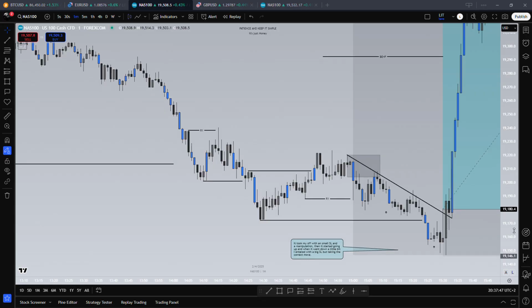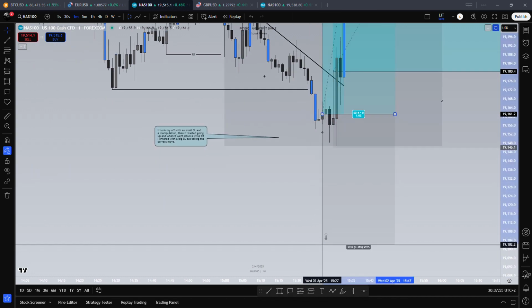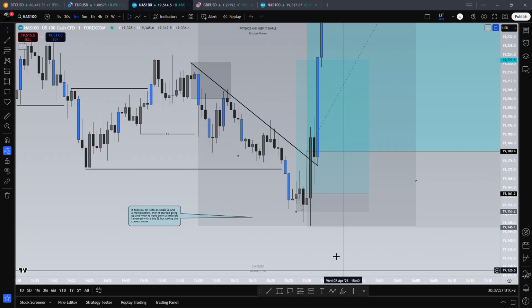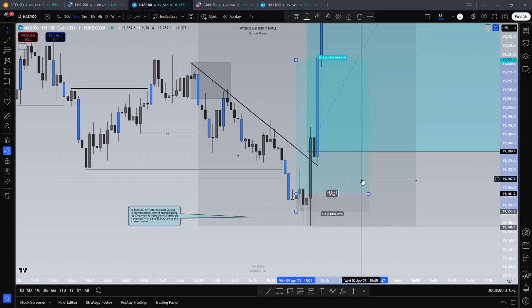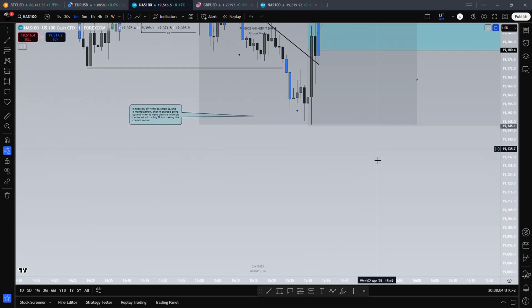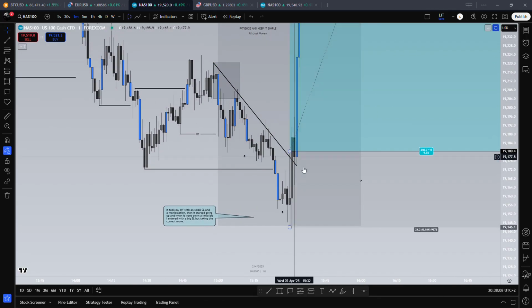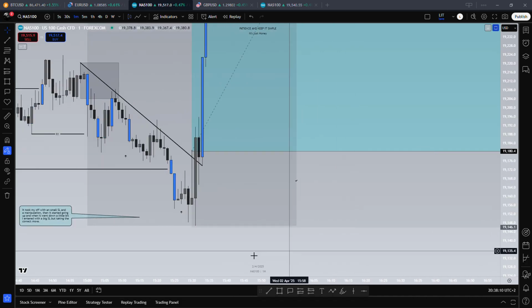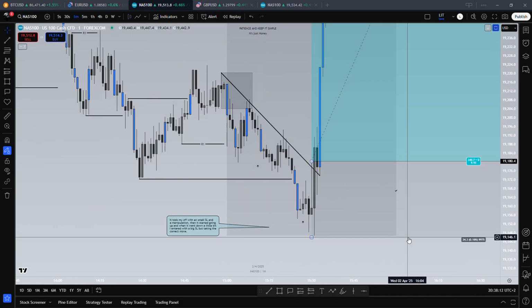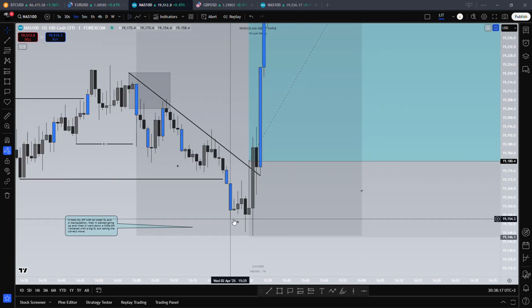Then I opened a buy here with these two candles, three candles here. It was something like this, and I got stopped. Here I was messed up. I was like, oh my god, maybe we are going lower. I don't know. Well, and then I had to be calm.